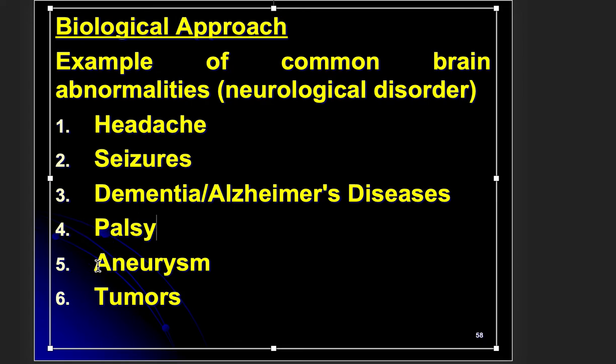Aneurysm, this is when a blood vessel in the head bulges, no? It's an abnormality. These are usually cerebral aneurysms causing severe headache, or it may sometimes lead to the death of a person. It can have a hemorrhagic effect. Tumors, these are abnormalities, brain abnormalities.